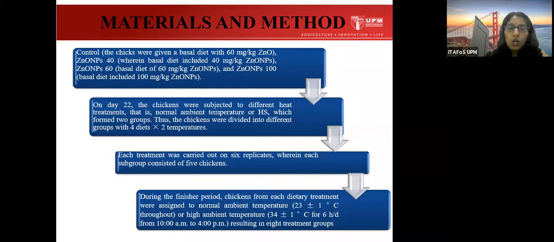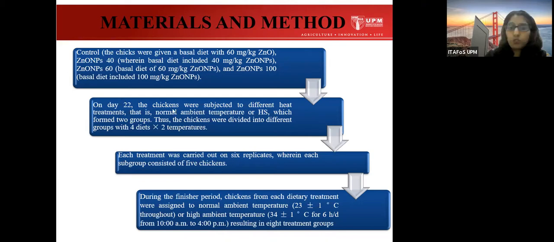So the chickens were fed with three different levels of zinc oxide nanoparticles, which are 40, 60, and 100, and compared with the basal diet, which is 60 milligram per kg of zinc oxide, which is commonly used in the poultry industry.